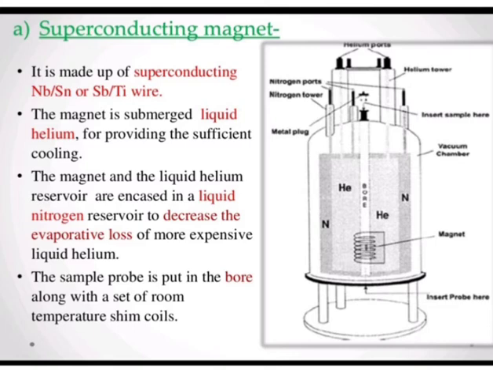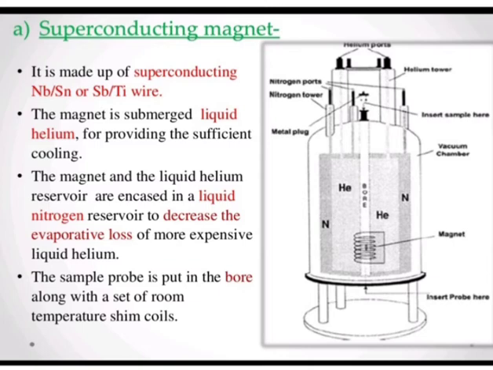So this is to decrease the evaporative loss of the more expensive liquid helium. So helium is more expensive, that's why it is kept in a nitrogen reservoir, and inside it there is a magnet or a superconducting magnet. This is kept to decrease the evaporative loss of helium, which is more expensive. Then the sample probe is put in the bore along with a set of room temperature Shim coils.